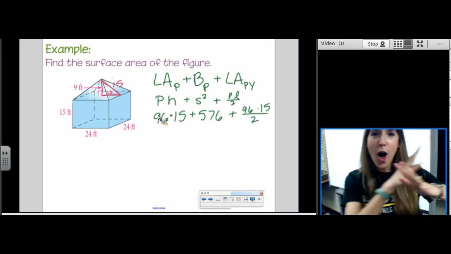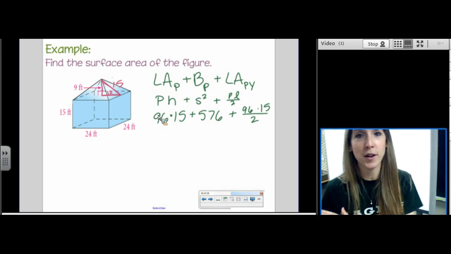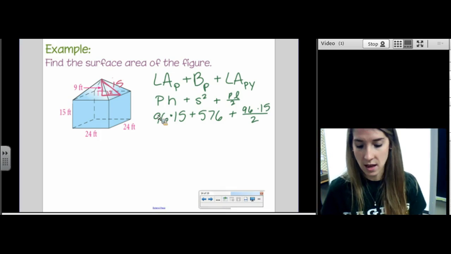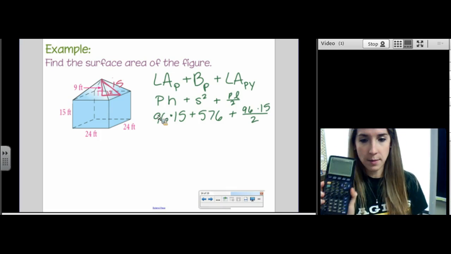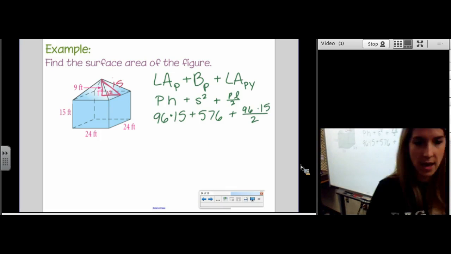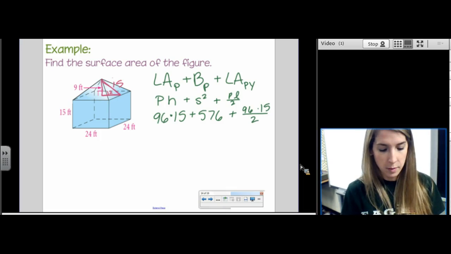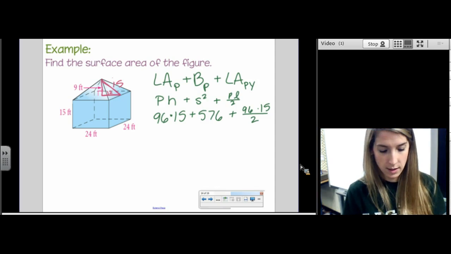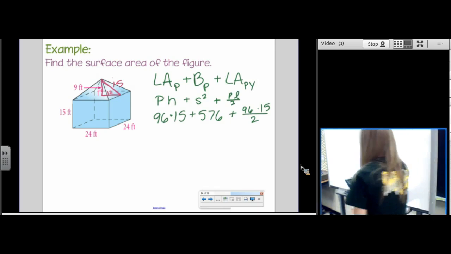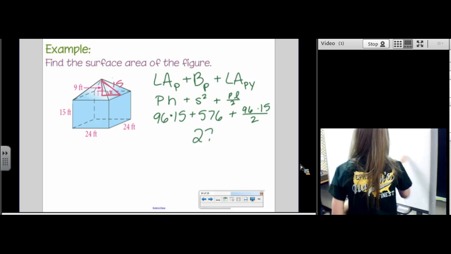Now that I have all of those values written down, notice I'm not just plugging this into my calculator, I'm writing it down first because it's so easy to make a mistake. Now that I have it all written down, I'm going to go straight to my calculator and the calculator is going to do the rest of the work. Okay, 96 times 15, hope you're doing this with me, plus 576 plus 96 times 15 divided by 2. Okay, so I'm getting 2,736 feet squared.